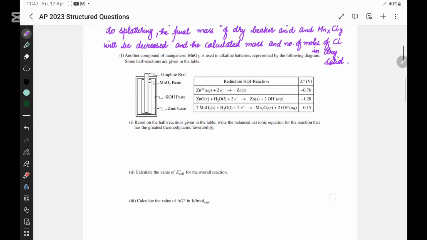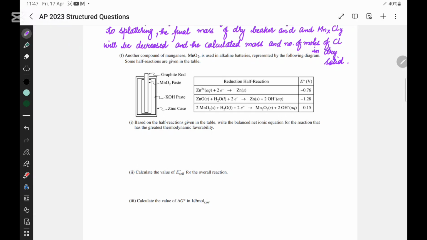So the next question says another compound of manganese, MnO2, is used in alkaline batteries, which is represented by the following diagram. Some half reactions are given in the table. So based on the half reactions given in the table, write the balanced net ionic equation for the reaction that occurs for the reaction that has the greatest thermodynamic favorability.